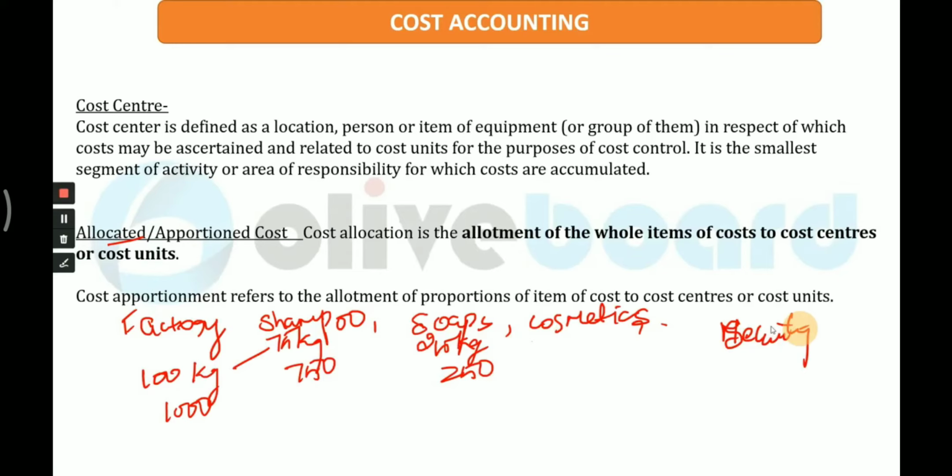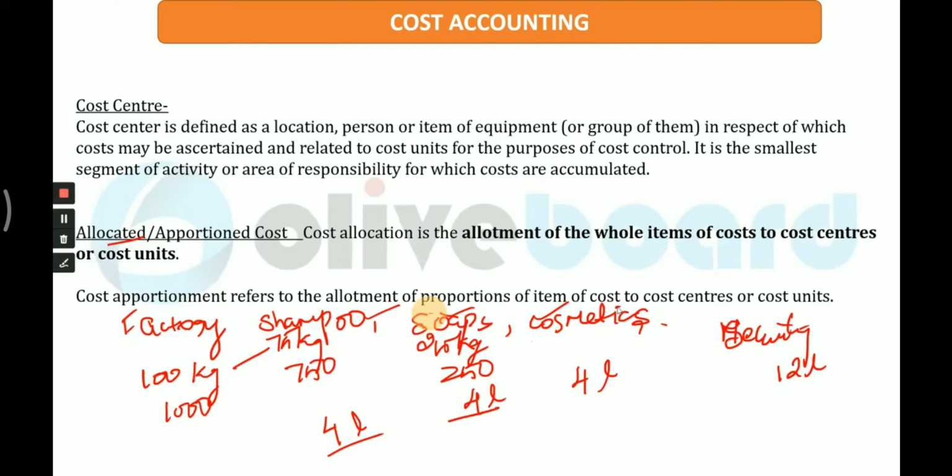Now what will happen? The 12 lakh has to be segregated among these 3 products because I have these 3 products, right? So what will I do? 12 lakhs divided by 3. So each product, each cost center will get what? 4 lakh, 4 lakh and 4 lakh. Why? Because this is not incurred directly for these cost centers, but it is a general expense I am apportioning among these things.